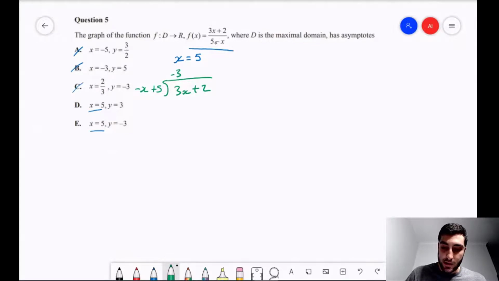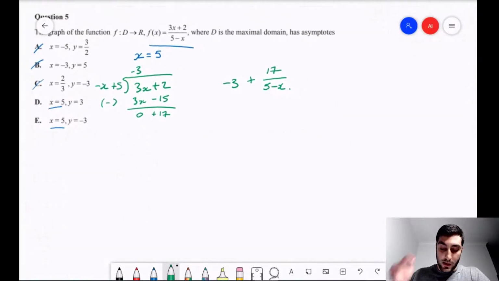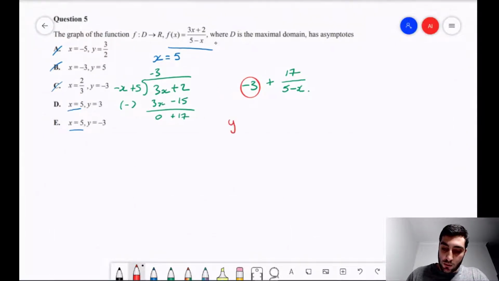Expand that out. Hopefully you guys are okay with your long division. You get 3x minus 15. We know that there's a minus here, so we get 0. Plus 2 minus 15 is plus 17. So what we have is minus 3 plus 17 as a remainder. So 17 over that minus x plus 5, or that 5 minus x, like that. So when it's in this form, it's a lot easier to then immediately see what the other asymptote is. We know it's been translated 3 units down, so we know that y is equal to minus 3. So therefore, that's this option here, so we know the answer will be E.